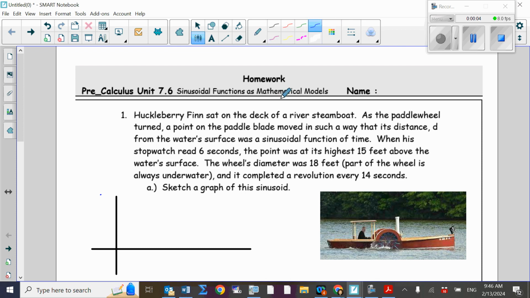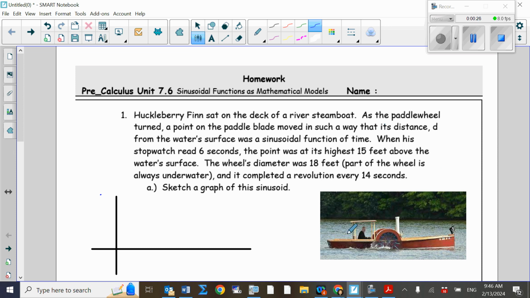Hi everyone, let's work on 7.6 sinusoidal functions as mathematical models homework. We're going to look at the first problem here. Finn sat on a deck of a river steamboat. As the paddle wheel turned, a point on the paddle blade moved in such a way that its distance d from the water surface was a sinusoidal function of time.